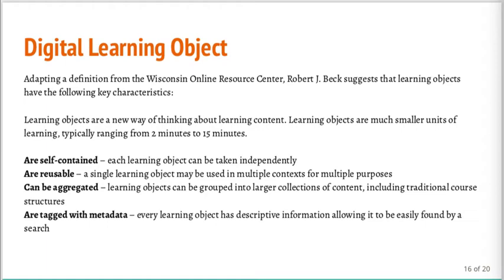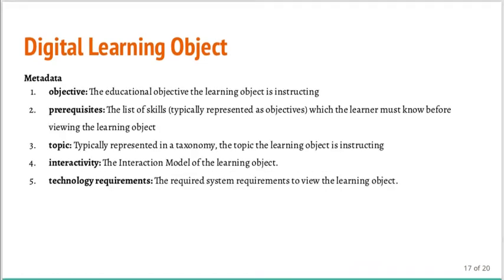You will come to know this in later sessions, when you start developing e-content using a platform. You will understand the metadata and how it can be aggregated, reusable, and self-contained. Then, the metadata for any digital learning object tells us the educational objective, the list of skills required for a learner before viewing the learning object, the topic the learning object is going to instruct, represented in the taxonomy, the interaction model of the learning object, and the technology requirements to view the learning object.